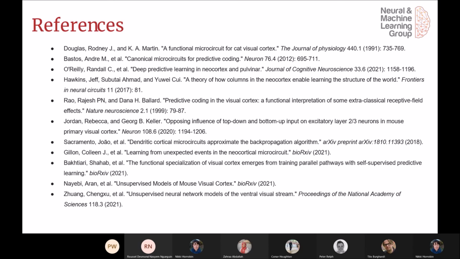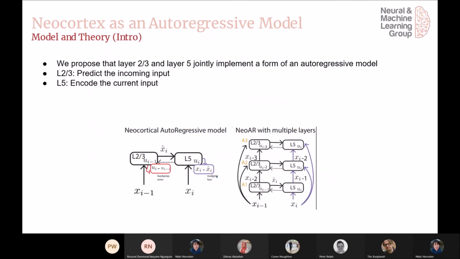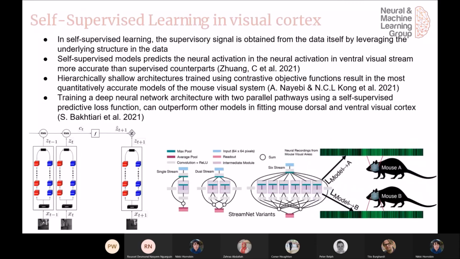So if I understand correctly, you said there's evidence that self-supervised learning is a better framework to describe how the network works compared to supervised learning. Well, okay, so if you mean this slide, yeah? Yeah, yeah. Okay, so basically, it's flacking.